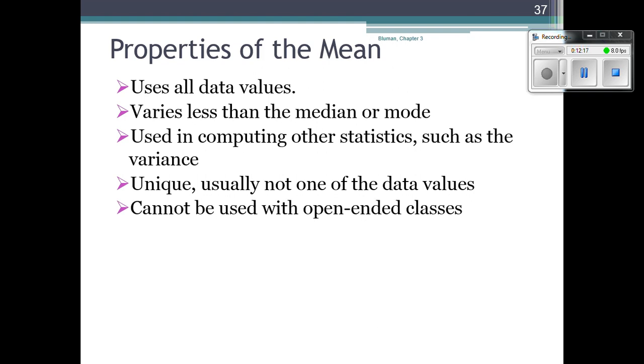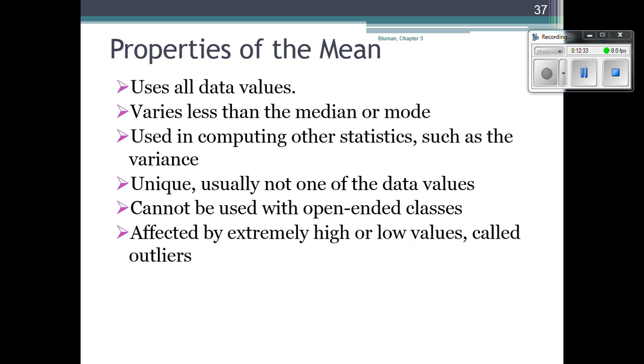The bad thing about it is it cannot be used with open-ended classes, meaning if you were taking age groups and you were saying anyone aged 0 to 5, 6 to 10, and you go all the way up, and then you just say 85 plus, meaning 85 and older, you can't do the mean with that. It is affected by extremely high or extremely low values. One extremely high value could really bump the average up pretty quick. Those numbers we call outliers.